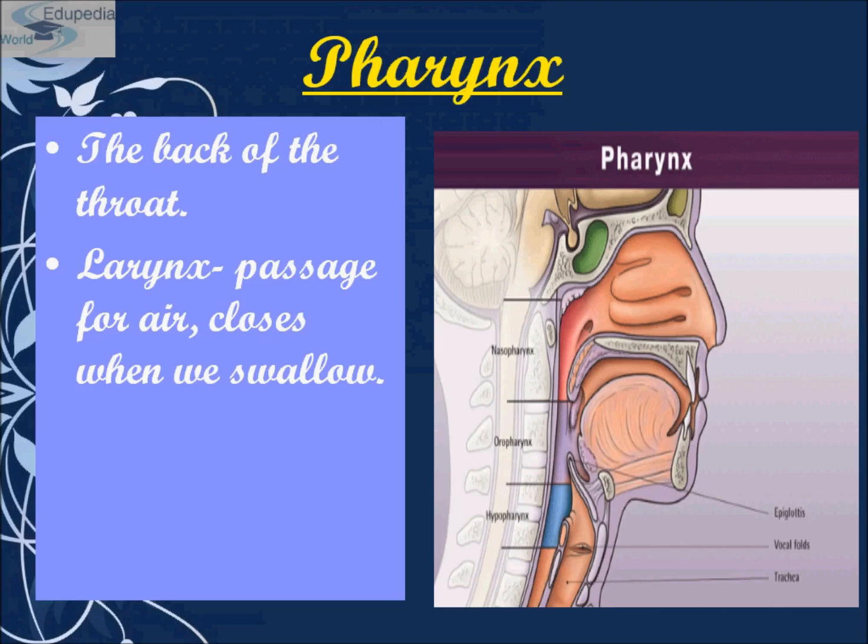The tongue closes off the mouth, the soft palate blocks the nose, and the larynx, that is the voice box, rises such that the epiglottis closes off the trachea. Food then moves from the pharynx into the esophagus. Okay. As you can see, this is the larynx, which is a passage for air and which closes when it swallows. Okay. And the pharynx is approximately 15 centimeters long.